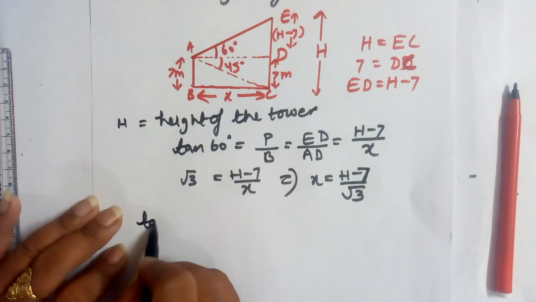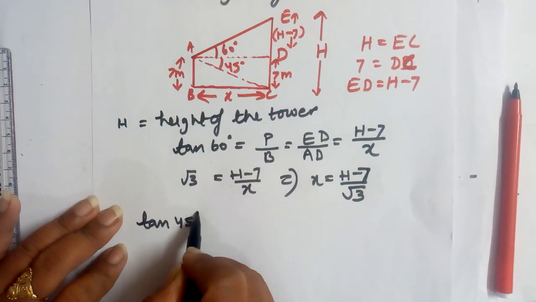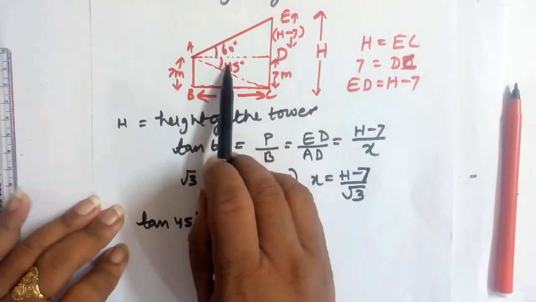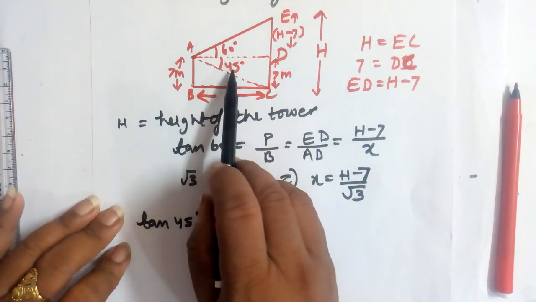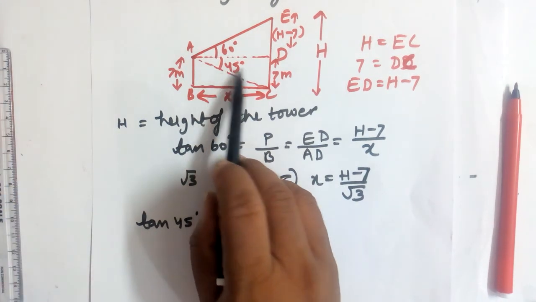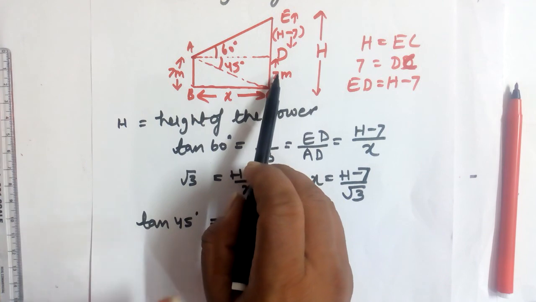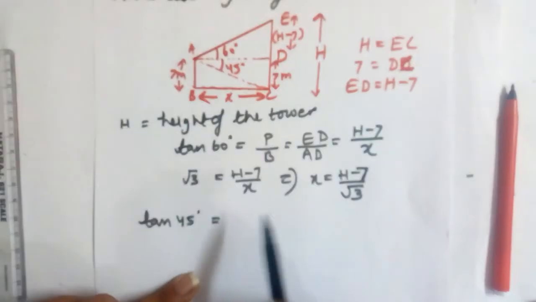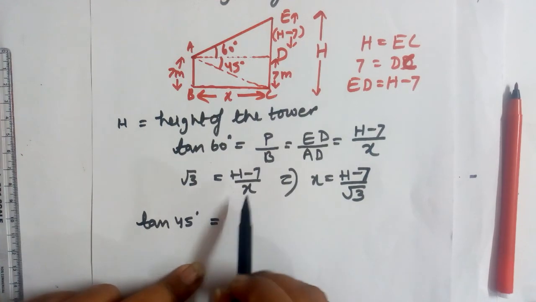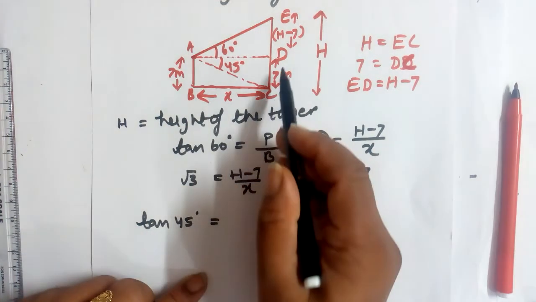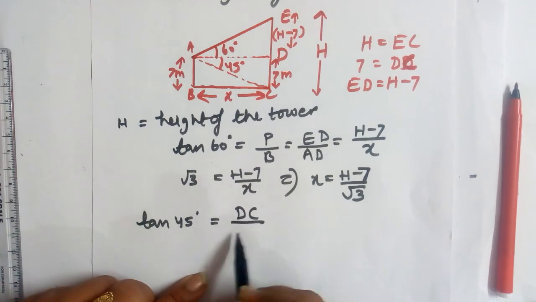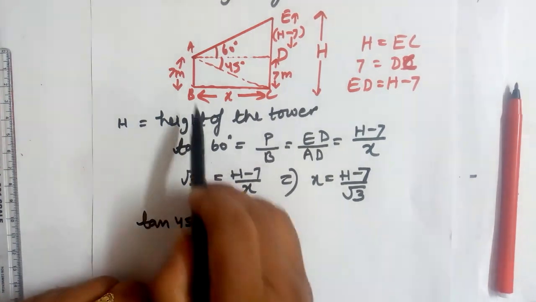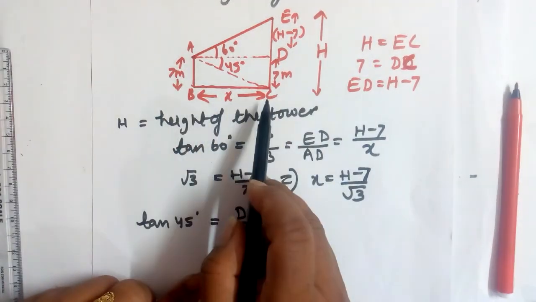Now tan 45 degree is equal to, here this is the angle 45 degree, and we can see here this is the opposite side, so it will behave as a perpendicular, and this is the adjacent side, that is the x distance. So I am directly writing here, that is DC upon AD, that is equal to, here AD is equal to BC.